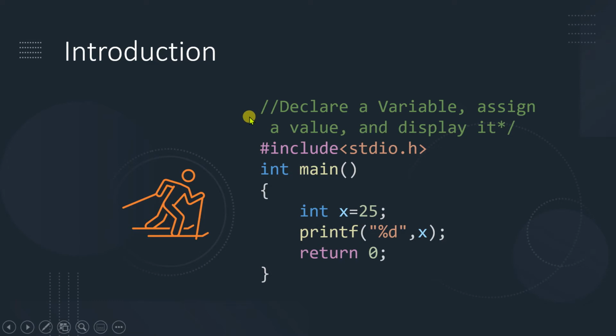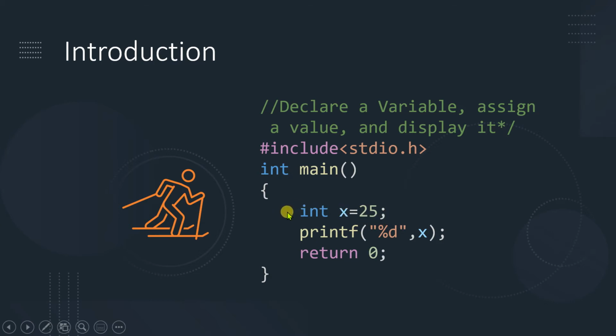Before I explain the detail of the scanf function and how to write a scanf function in our program, if you recall, in the last class we talked about how to declare a variable and how to assign a value to it and how to display the value which is stored in that particular location. So this is done by this particular line, that is int x is equal to 25. So what does this line do?